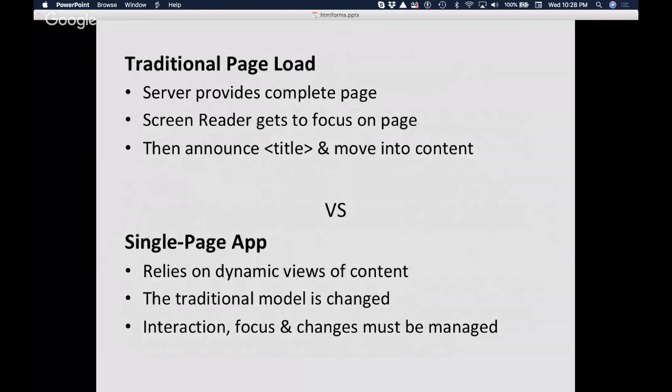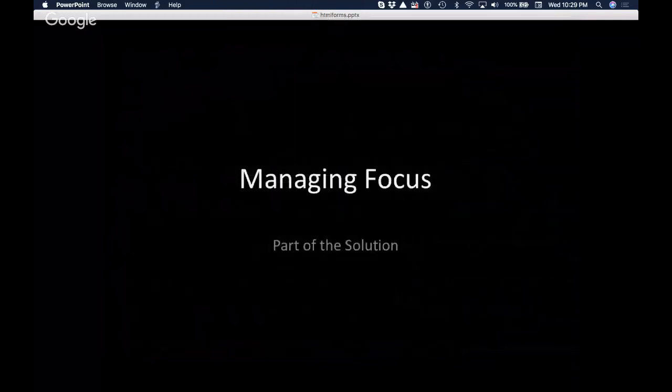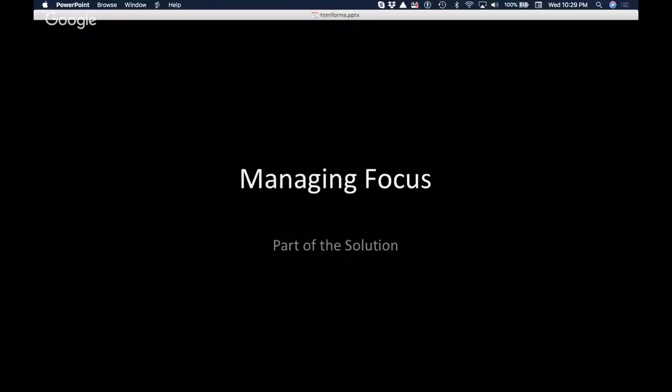What we need to be able to do is focus on the needs of the users that are actually interacting with the page. When we change that interaction model, it's really up to us to provide that usable and accessible experience that we've taken away by taking away that older model. Focus needs to be moved throughout the app. Visual changes of content need to be announced in different ways. We need to be able to identify new states of the application. So I'd like to start talking a little bit about managing focus.